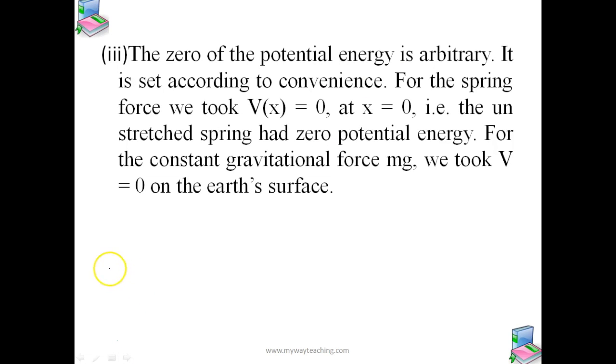So, moving to the third point, the zero of the potential energy is arbitrary. It is set according to convenience. Means, for the spring force, we took V of x is equal to 0 at x is equal to 0. That is, the unstretched spring had zero potential energy. For the constant gravitational force mg, we took V is equal to 0 on the Earth's surface, isn't it?